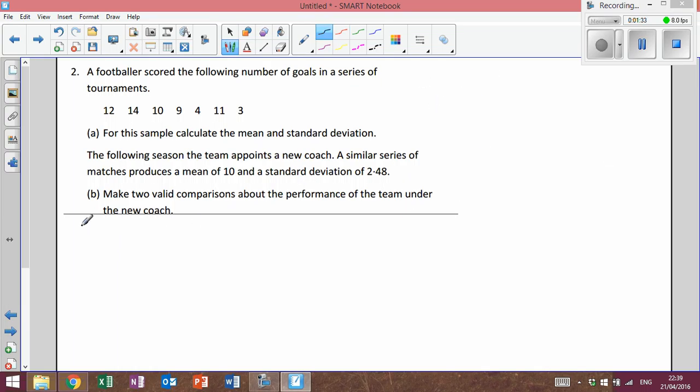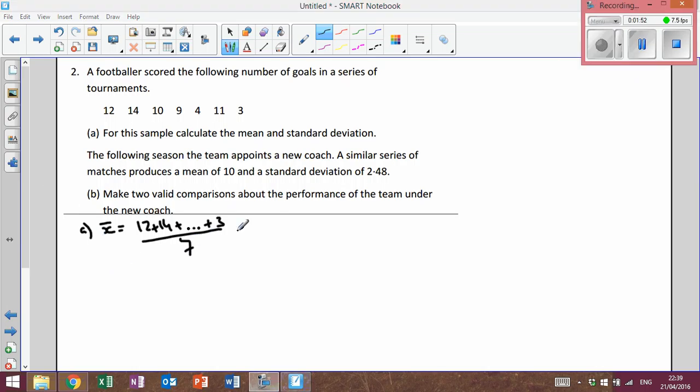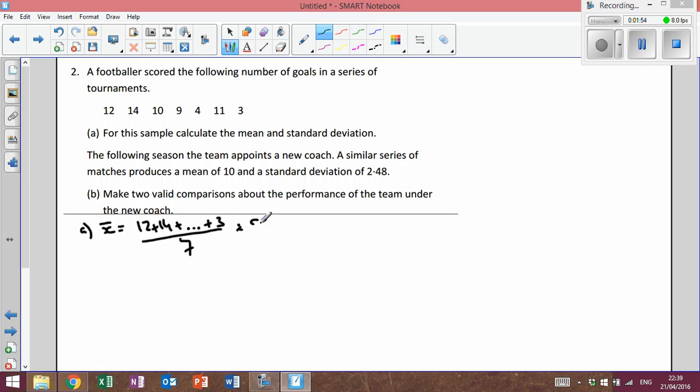Okay, question 2, we've got a standard deviation again. Okay, so I'm going to do it here this time. Part A, we're looking for the mean first of all. So that's 12, add 14, add everything else up to the 3, divided by how many there are, so it's 7. Okay, and that works out to be 9.